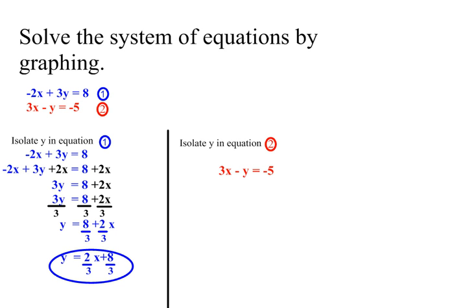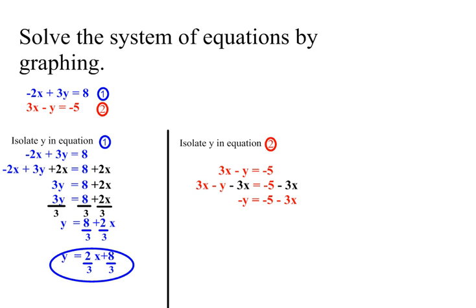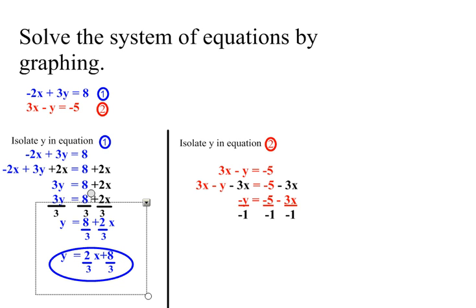We isolate y. So we have 3x minus y equals negative 5. Here we have minus 3x on both sides of the equation so that we can get rid of that. Now we've isolated minus y. To get rid of that negative, right now minus y means y is being multiplied by negative 1. So we use the opposite operation of multiplication, and we divide by negative 1 everywhere, so every single term in the equation.